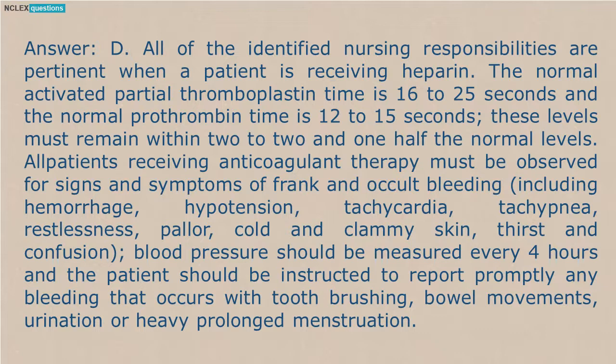All patients receiving anticoagulant therapy must be observed for signs and symptoms of frank and occult bleeding, including hemorrhage, hypertension, tachycardia, tachypnea, restlessness, pallor, cold and clammy skin, thirst and confusion. Blood pressure should be measured every 4 hours and the patient should be instructed to report promptly any bleeding that occurs with toothbrushing, bowel movements, urination or heavy prolonged menstruation.